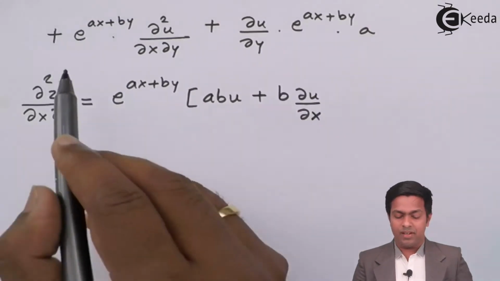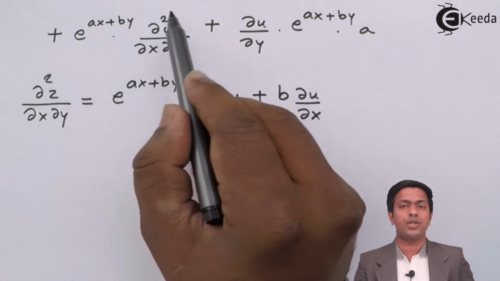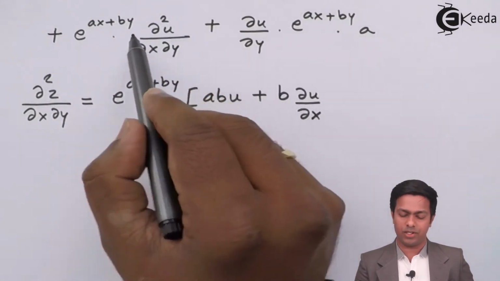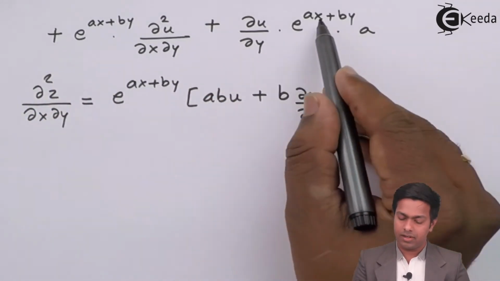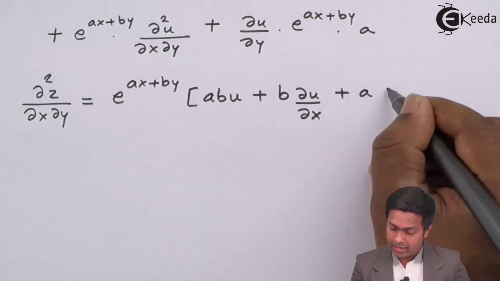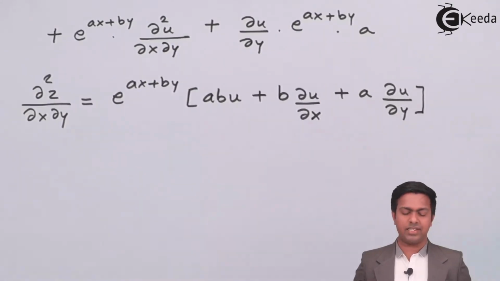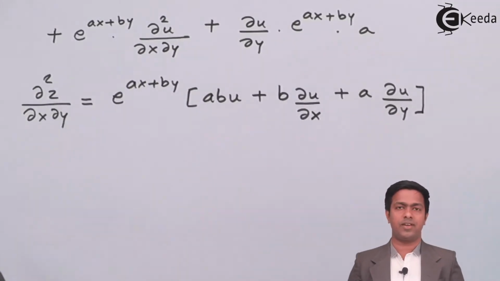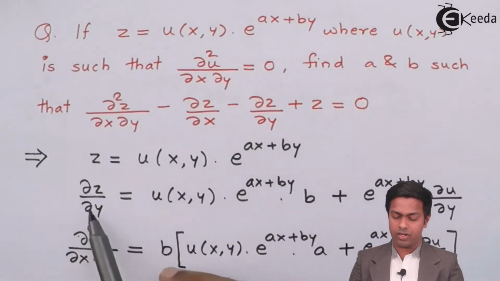Now from the third term, you can observe that this value is 0. So if this value is 0, this whole term will be 0, so nothing will be left, and here e to the power ax plus by outside, so from here we will get plus a ∂u/∂y. So guys, this is the value of ∂²z/∂x∂y. So we got the first value as well as we got the third value.